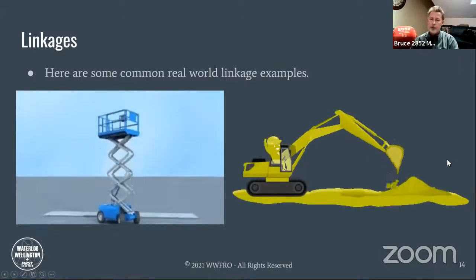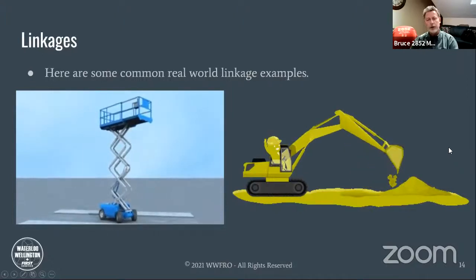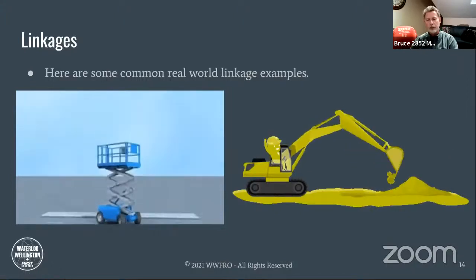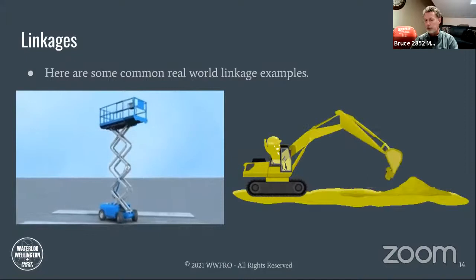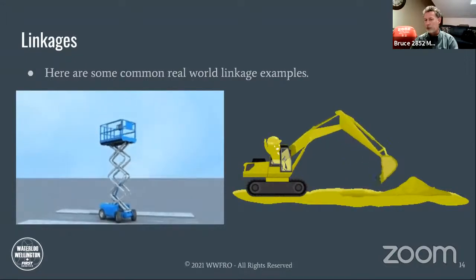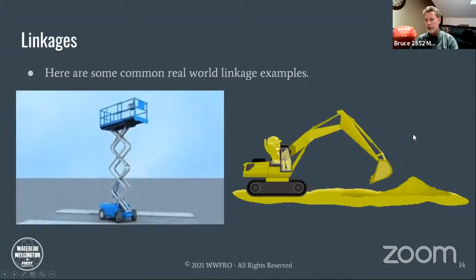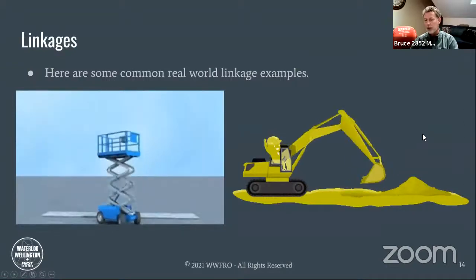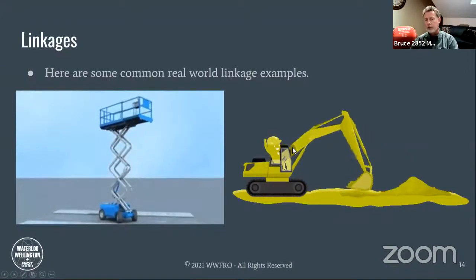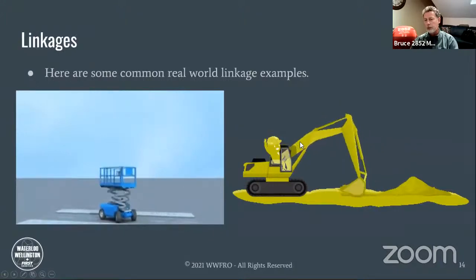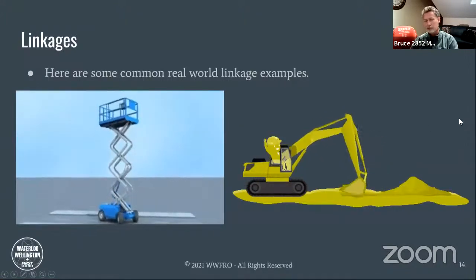Here's a 3-bar linkage. Can you see the 3 bars? We're sort of stretching a little bit, but the shovel is one of the bars. You can see its motion. Then we have the shovel arm, which is another bar section. And then we have the boom, a 3-bar linkage, which is a shovel.